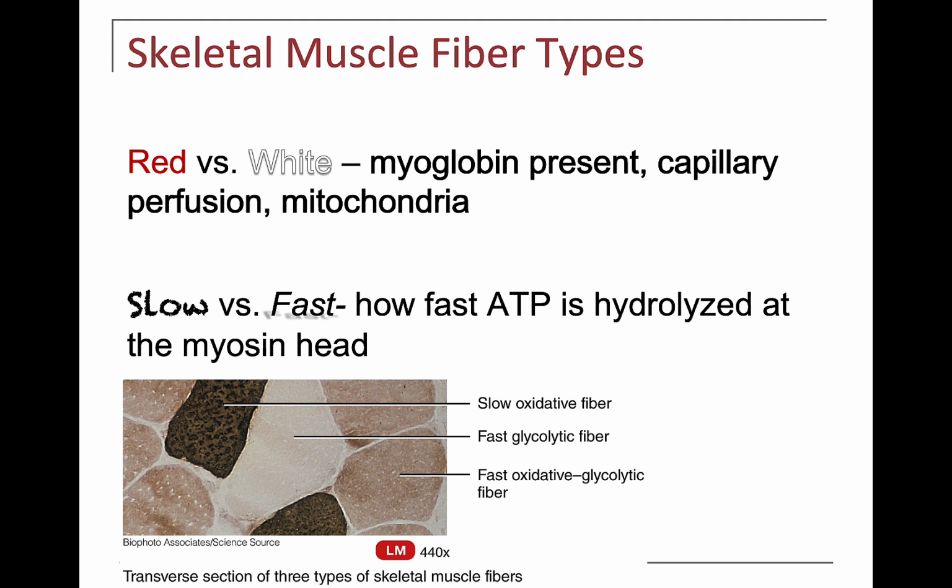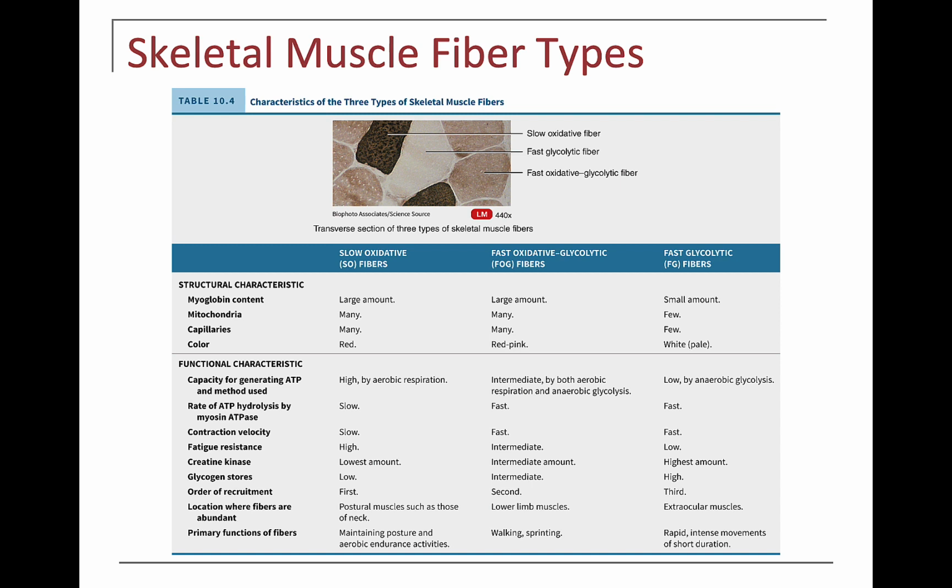They also differ in how fast the ATPase on the myosin heads hydrolyzes ATP for the cross-bridge cycle. There are slow myosin heads, like we see in slow oxidative fibers, and fast myosin heads for fast glycolytic fibers. So this chart will summarize each type. You'll see the slow oxidative or SO fibers, fast oxidative glycolytic fibers or FOG, and fast glycolytic fibers.